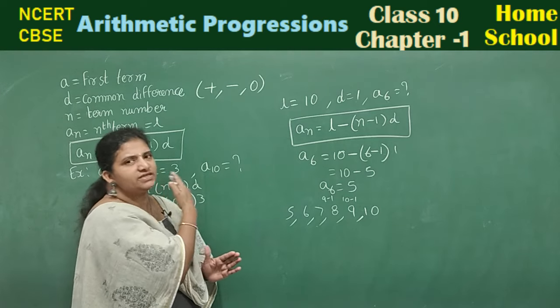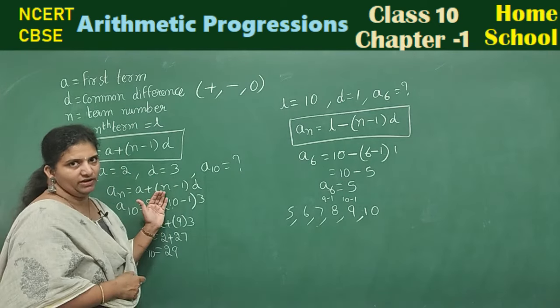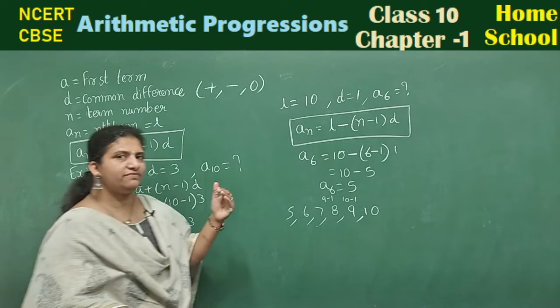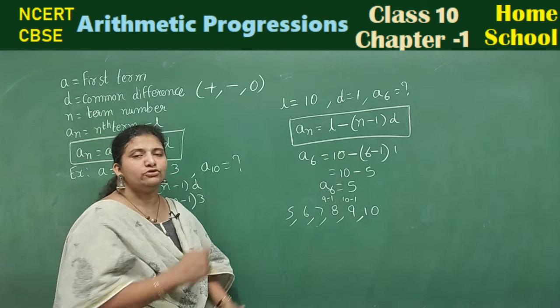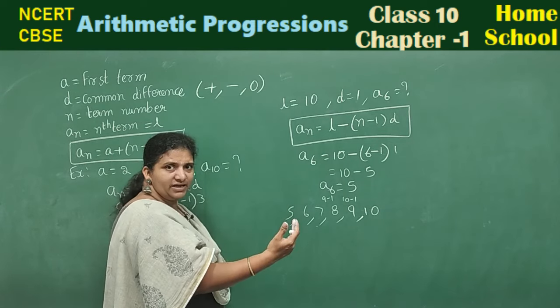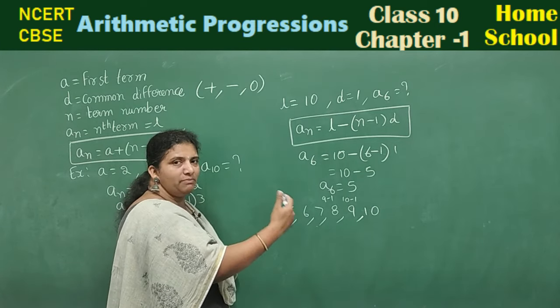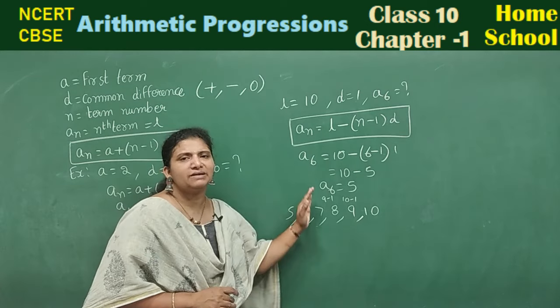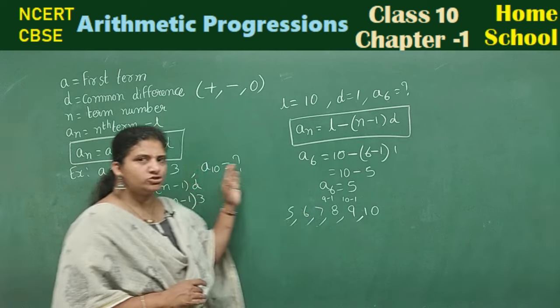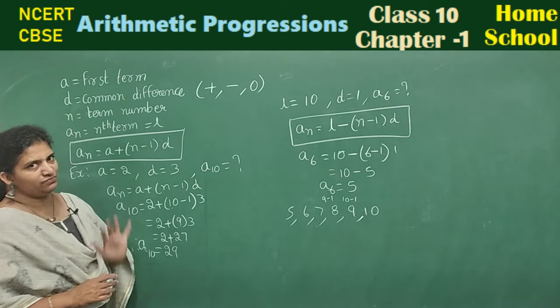When the first term onwards is given, this is the formula. Suppose any question asks you to find the fifth term from the last term, use the formula an is equal to L minus n minus 1 into d. There is no confusion. Asking this type of question is very rare. Most of the questions we solve using the other formula.